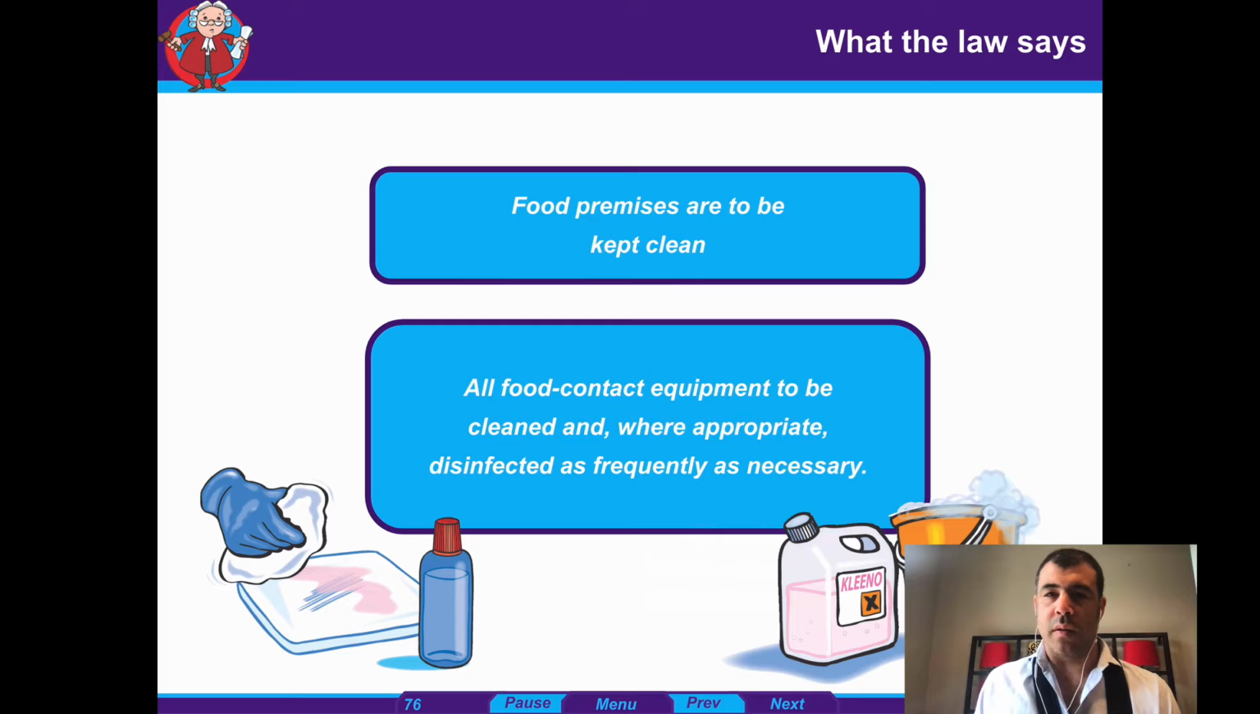So what does the law say? That food premises are to be kept clean, and that all food contact equipment needs to be cleaned and, where appropriate, disinfected as frequently as necessary. And here I will emphasize the fact that this is clearly specified: cleaned and disinfected.